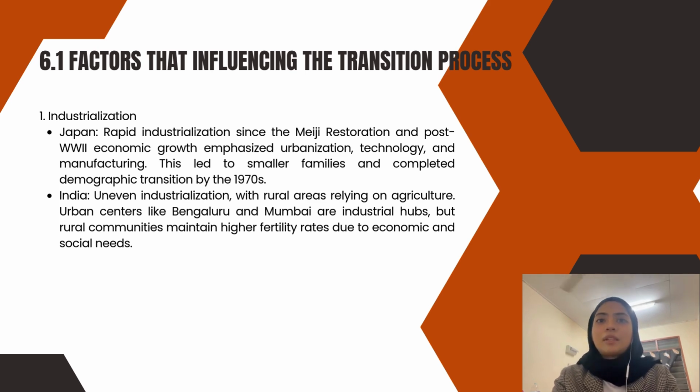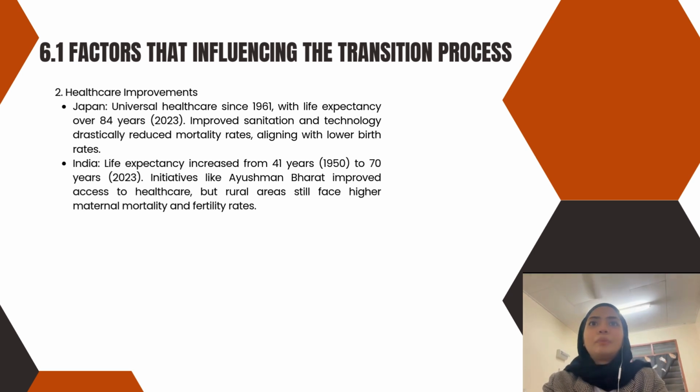Slowing the overall transition. In terms of healthcare improvement, Japan introduced universal healthcare in 1961, which helped life expectancy rise to over 84 years. Improved healthcare systems and living standards drastically reduce mortality and birth rates. While in India, healthcare advancements have increased life expectancy from 41 years in 1950 to 70 years today.